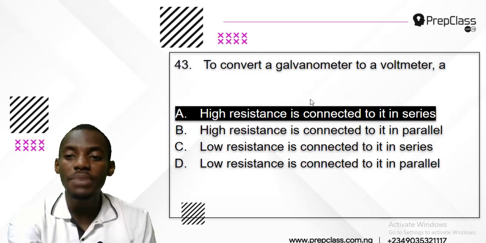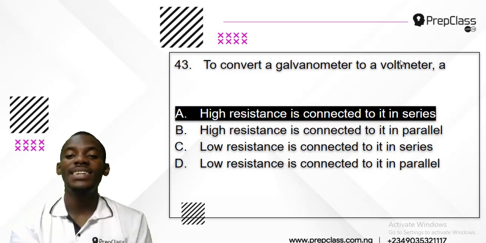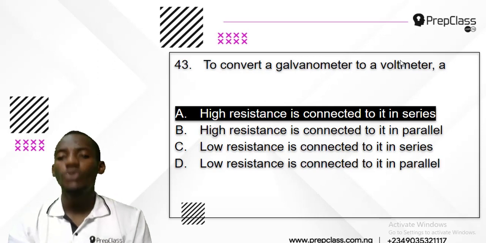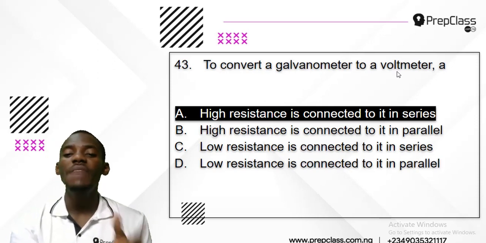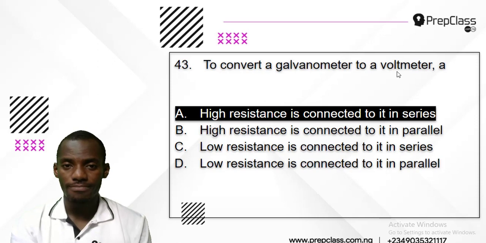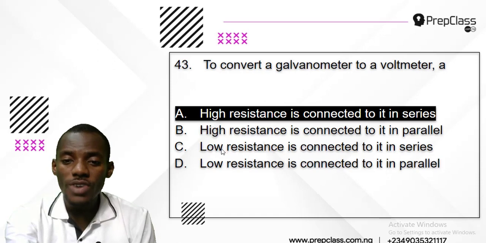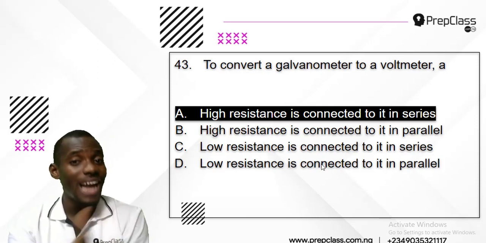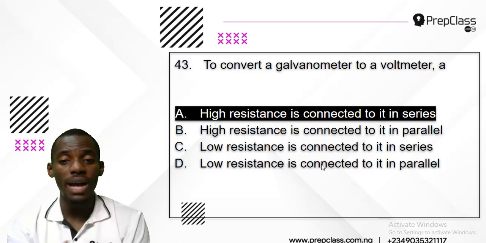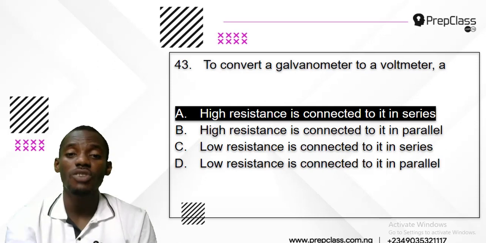So the multiplier must be in series, and that's the way we change a galvanometer to a voltmeter, and that is the answer. But if you are changing a galvanometer to an ammeter, then a low resistance called a shunt must be connected in parallel, and that makes the correct answer if it were to be an ammeter. But if it is to be a voltmeter, it is a high resistance that must be in series, and that is the answer for number 43.